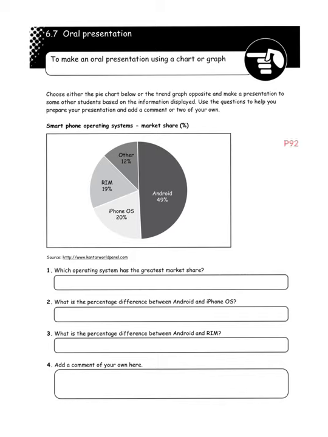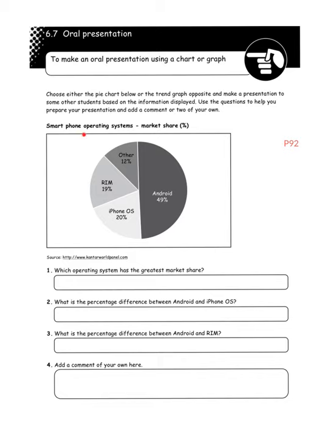Okay, and the final thing is to make an oral presentation. What you have to be able to do for your summer assessment. So after creating a bar chart or pie chart, you need to make an oral presentation. For me, we can connect through Zoom, or you can just record it and send it to me. It's up to you.